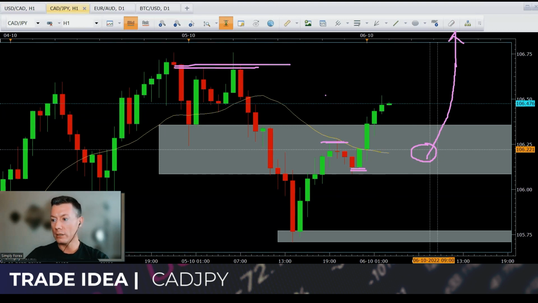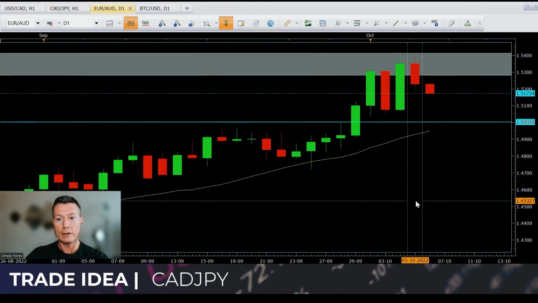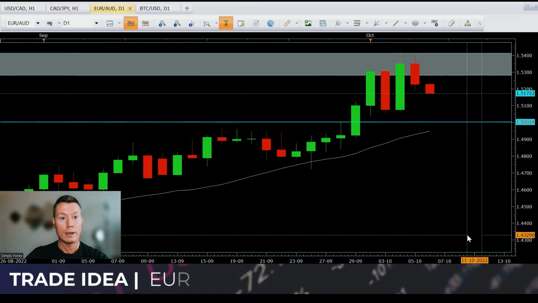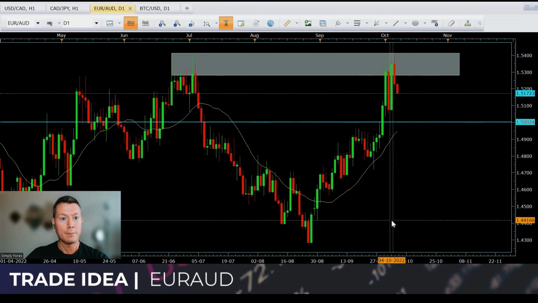Okay, guys, so Canadian dollar, Japanese yen, we're looking to buy this pair still. The third trade idea is this. This is the euro against the Aussie dollar. So I was just showing you this a minute ago.